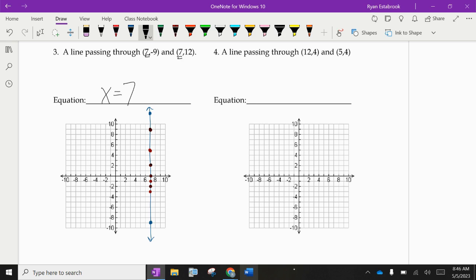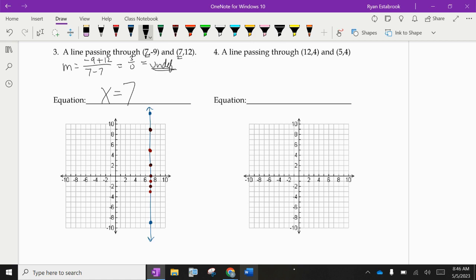Now, if I didn't notice that, I'd go back through my regular process. Calculate the slope, y minus y over x minus x. I have 3 over 0, and that tells me, uh-oh, I can't divide by 0. This is a special case. This slope we would call undefined.